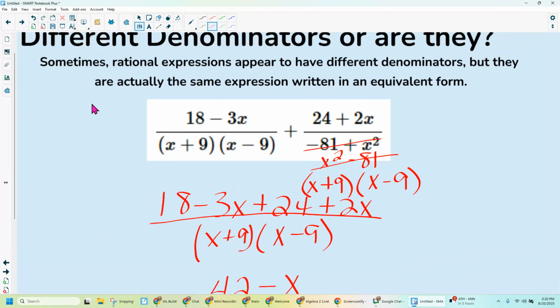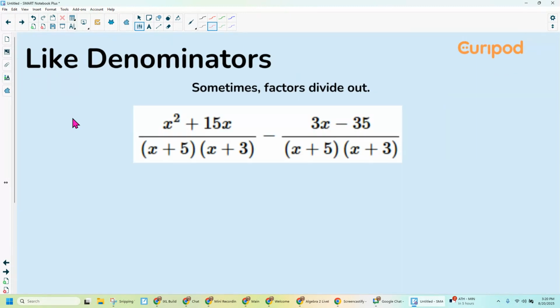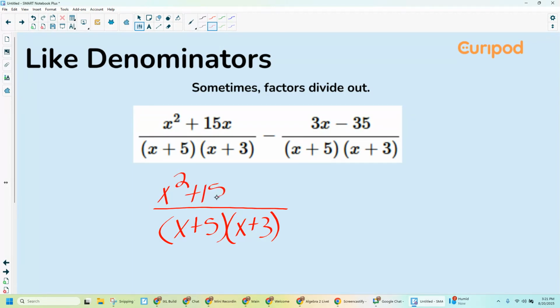Let's take it to another level. Let's look at when they have like denominators, but we're subtracting. So I have the like denominators, so I'm just going to write x plus 5 and x plus 3 in the denominator. And then in the numerator, I have x squared plus 15x. Now here's the trick though. I am subtracting this whole numerator here. So I have to distribute that minus sign. So that would be minus 3x plus 35. Okay, that's the difference on this problem.